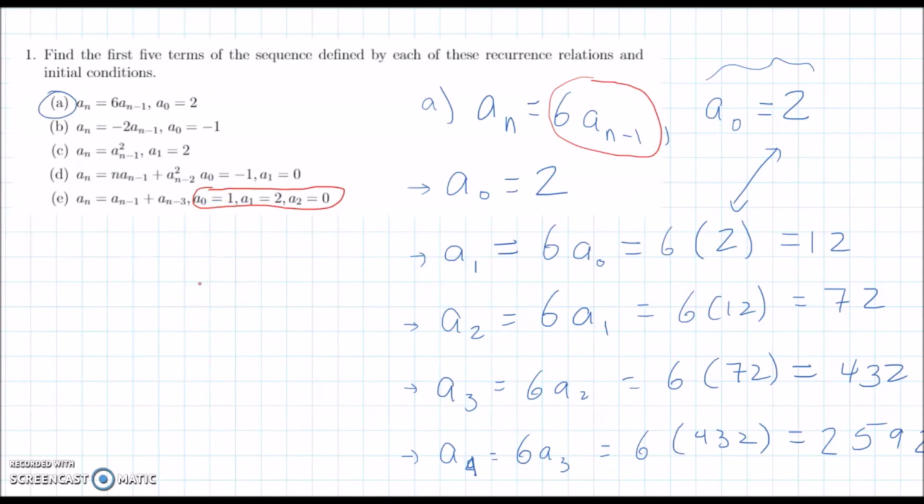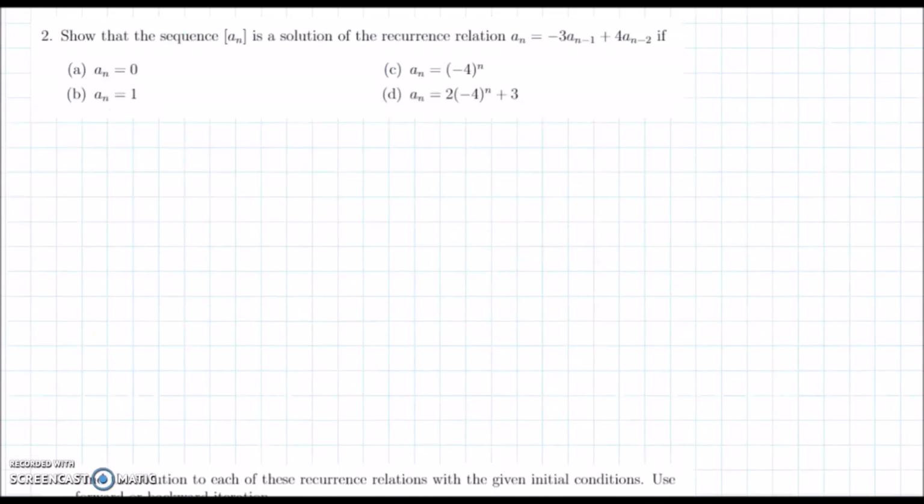So you'll start with A3, which will be given in terms of these. So just watch out for that. So for the second problem, we want to show that each one of these sequences is a solution for the given recurrence relation. So let's just do C.